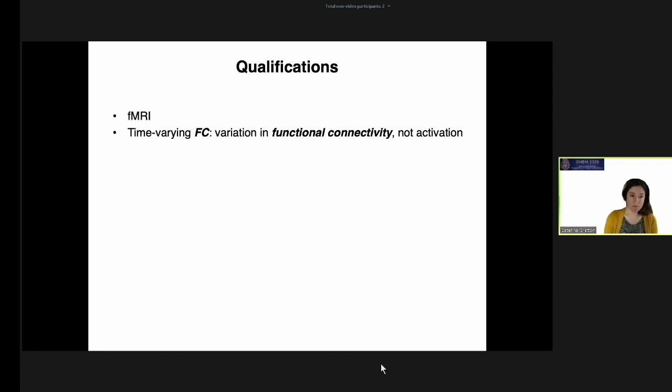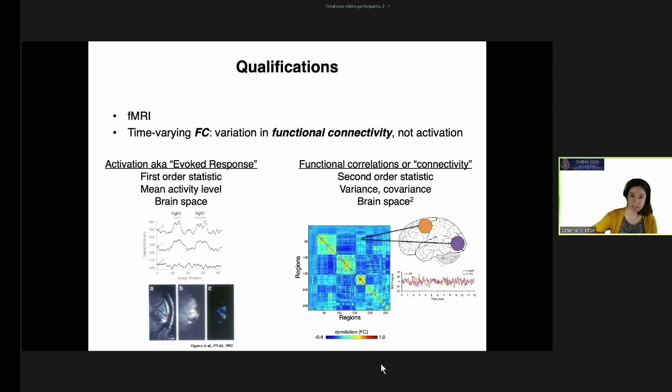Moreover, when I'm talking about variations, I'm talking about variations in functional connectivity, not in activation. That is, I'd like to distinguish changes that occur with the second order functional correlation statistic, which is in the brain space squared, versus the first order activation or mean activity level statistic, which is just in brain space.